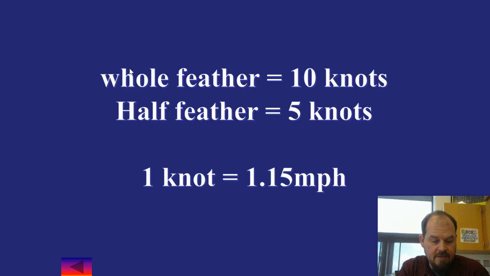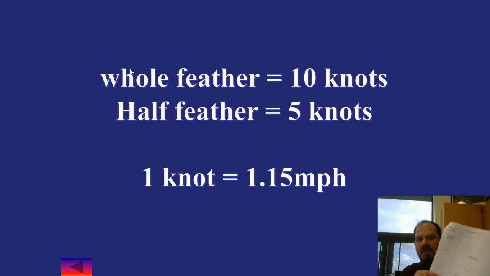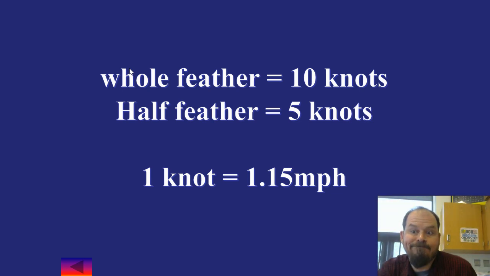This goes over in the side part of your notes. This is also in your reference table, so you don't have to memorize it. I see whole feathers 10 knots, half a feather 5 knots, total 15 knots. Bang, bang, that's what we have in our model, and that's what's there for you in the reference table. And then it says also that 1 knot is 1.15 miles per hour, so you might have to do some conversions. Sorry about your luck.